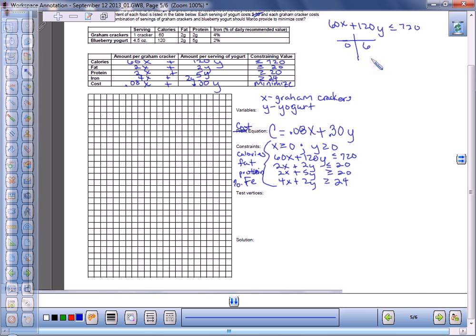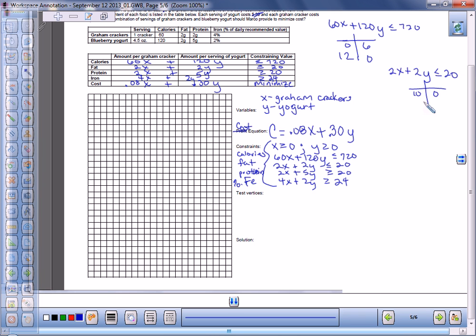If I plug in 0 for y, it goes away. And what's 72 divided by 6? 12. Why didn't I do 720 divided by 120? Because what happens to the zeros? They cancel. I just do 72 divided by 12 and 72 divided by 6. Okay, next one. 2x plus 2y less than or equal to 20. It'd be 10 and 10. You are correct. X-intercept 10, y-intercept 10.